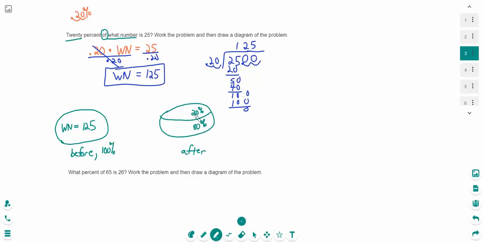All right? So we have 20% on top, we have 80% on the bottom, and now we can say, well, what do we know about the 20% in terms of a number? Okay? These are percentages. What's the number that is 20%? Well, the number in this case is 25.